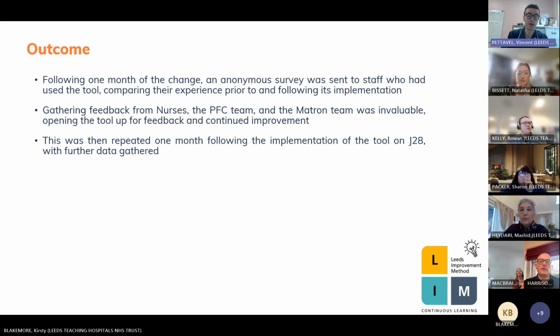We got that feedback from the nurses, the PFC team and the matron, and then we rolled it out on J28 as well, with some feedback from all of those individuals, and then we again sent that same survey out on Microsoft Forms to gather that data again, just to add to that data pool from both areas. We also took some changes, some recommendations, both good and bad, and we implemented those or didn't as appropriate.